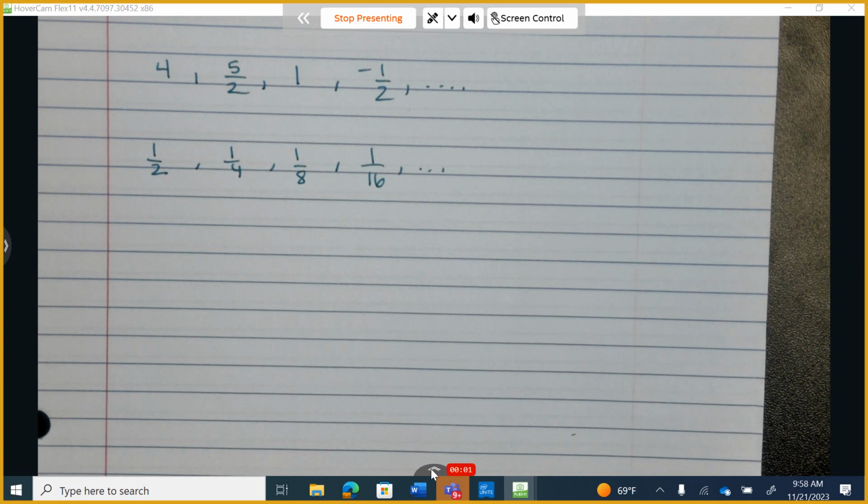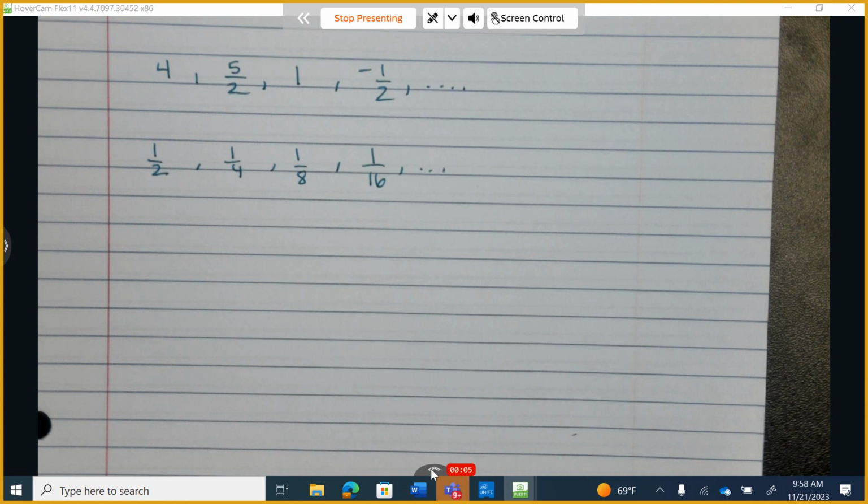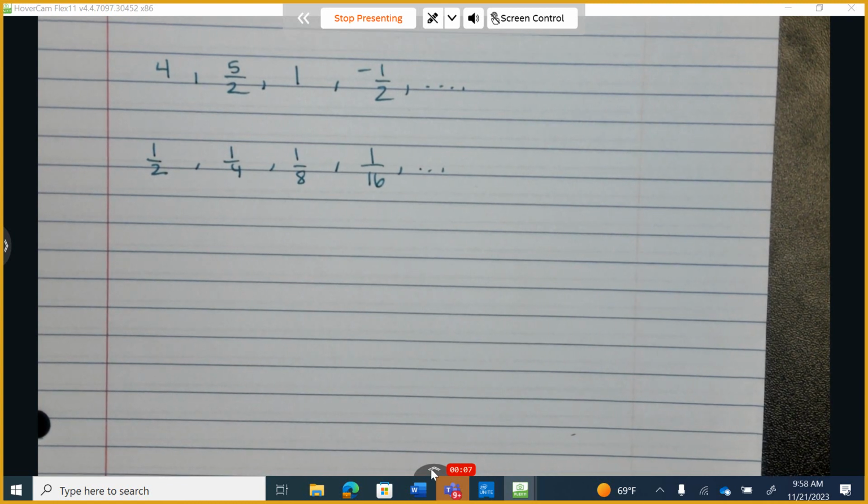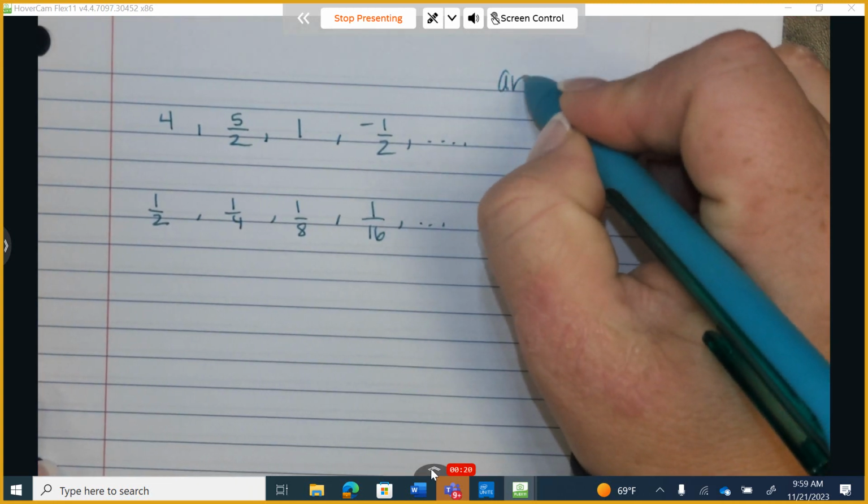We are looking at number 3 and 4 from the worksheet packet you provided, 2.1, page 2.1. We're supposed to determine whether or not the sequence is arithmetic. If it is, then find the common difference. So we're only working with arithmetic right now.